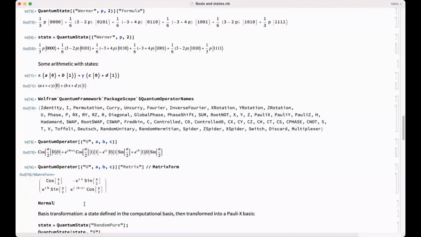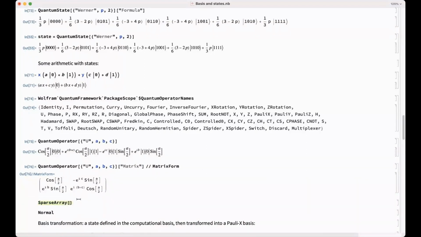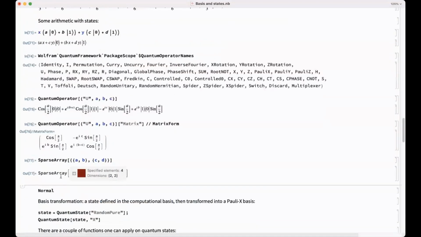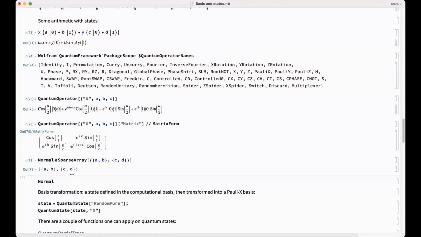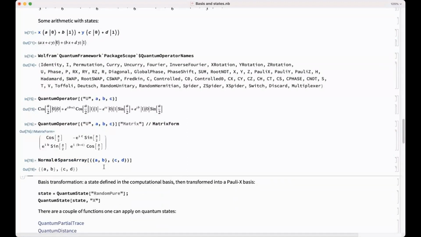if you have a sparse array, like every matrix A, B, C, D again, right? If you convert it to a sparse array, it has this special representation. But it has a normal form, it just looks like a nested list. There's a bunch of stuff in the Wolfram Language that can be normalized in this way. And we don't have any Normal for quantum states or quantum operators.